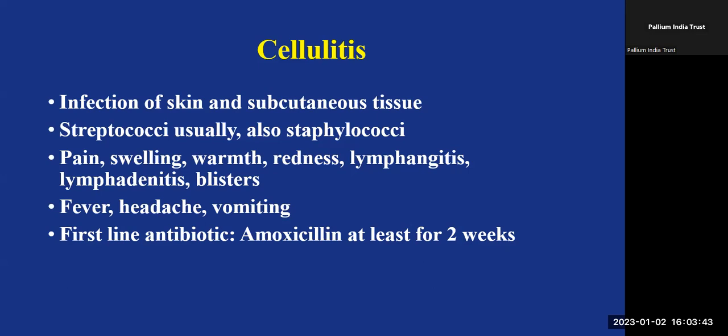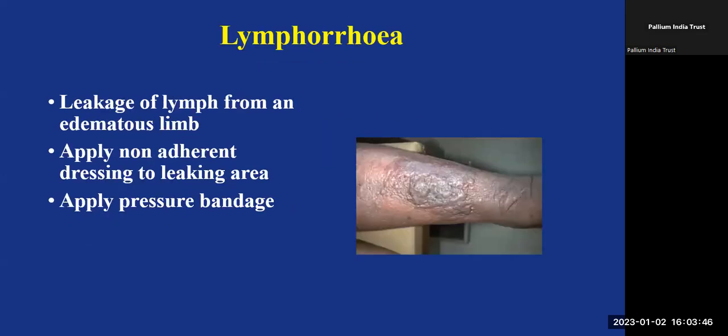Otherwise, cellulitis will develop. And the next complication is lymphorrhea. Lymphorrhea is leakage of lymphatic fluid from the lymphedema area. If the patient is having lymphorrhea, what you can do is put a dressing pad, Gamgee pad, over that area, and then you can give the same spiral bandage. Apply spiral bandage on that area. If you apply more pressure on that area, definitely the extra fluids will come out.